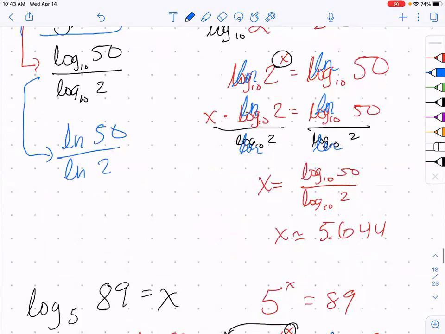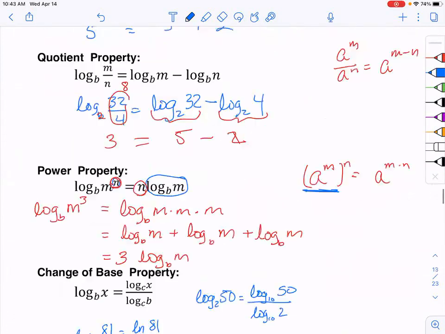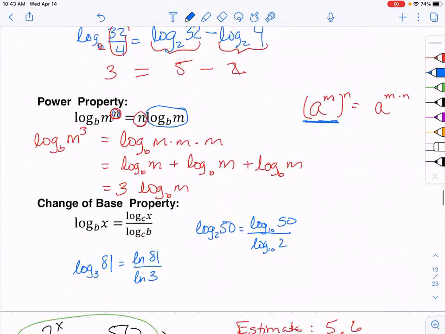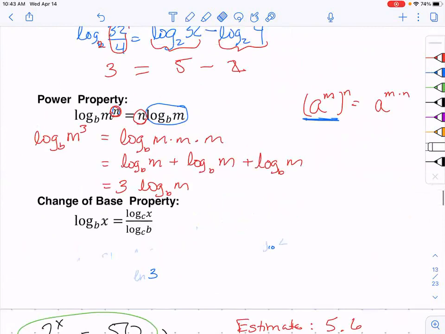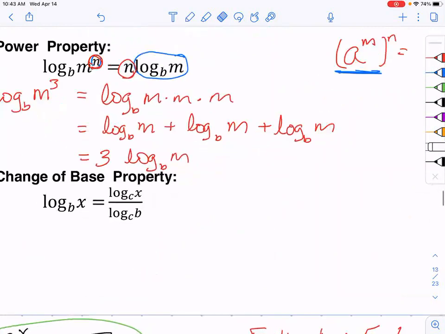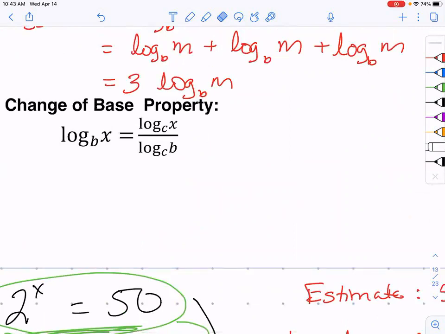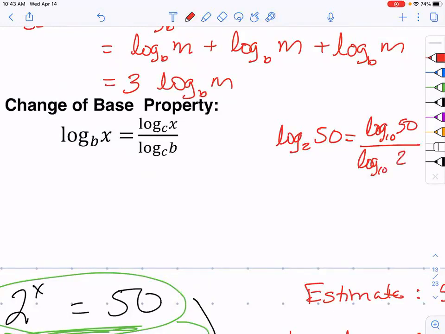At the bottom of your notes on properties from a while back, I'm scrolling way back, we have change of base property. It's written right here. It says log base B of X equals log base C of X divided by log base C of B. Let's think about what we started out with here. We had log base 2 of 50 equals log base 10 of 50 divided by log base 10 of 2.